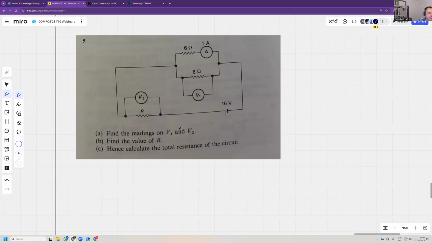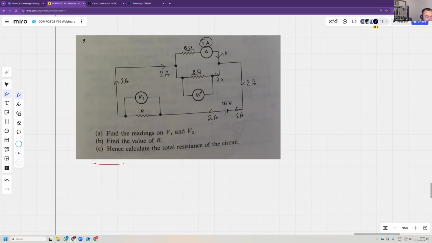And 5, find V1 and V2, find the currents. We know that this is 1 amp. Well, if this is 1 amp, then this is 6 volts and 6 volts. So it must be 6 volts and 6 ohms. So they have to be the same. So this must be 1 amp. And this is 1 amp. So this must be 2 amps here. 2 amps, 2 amps.